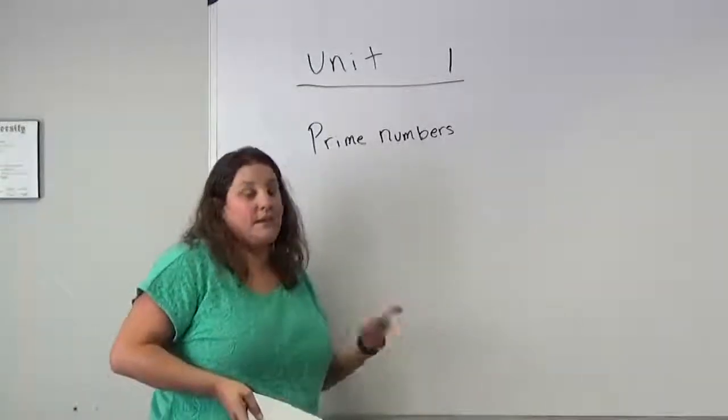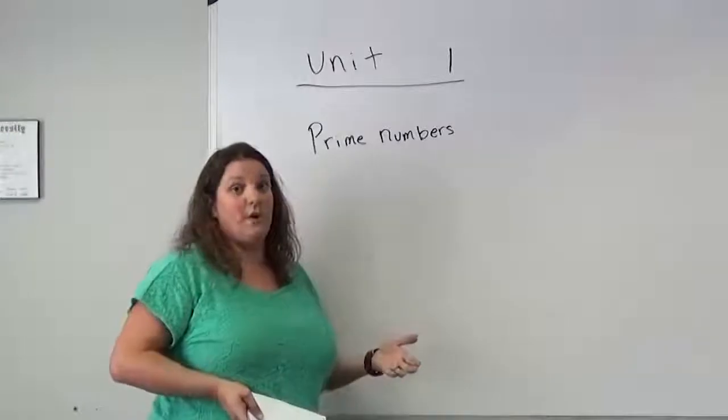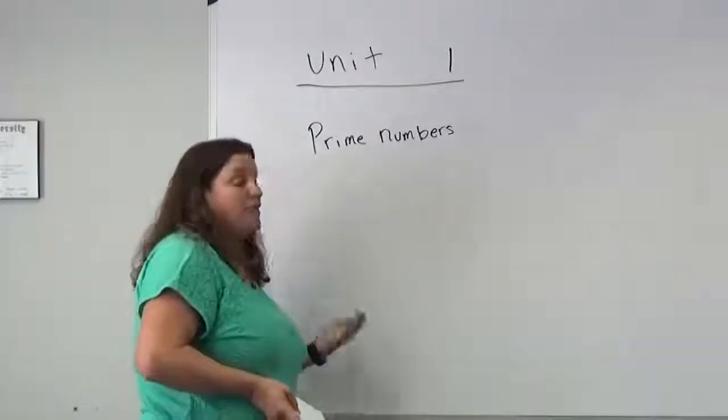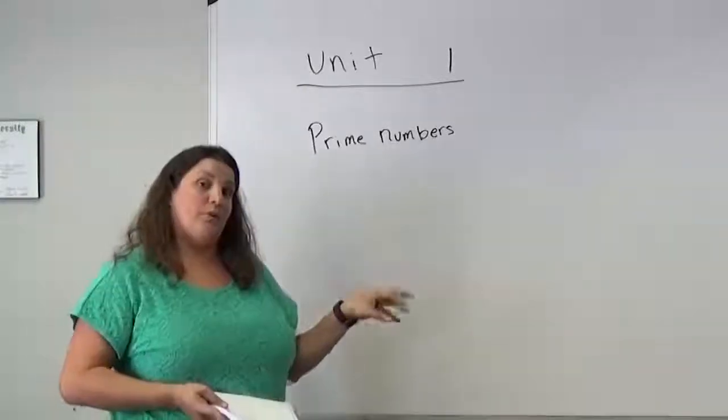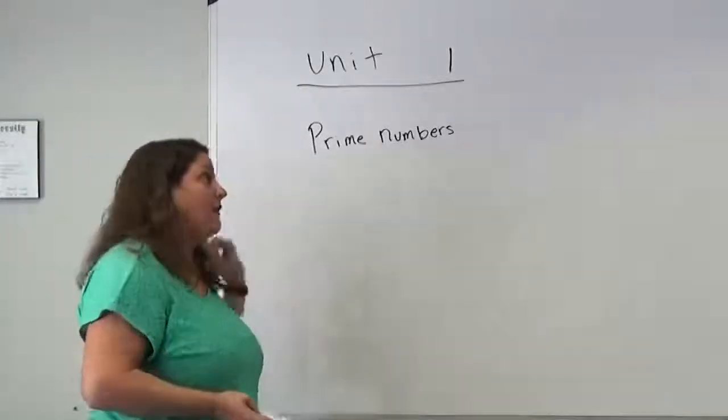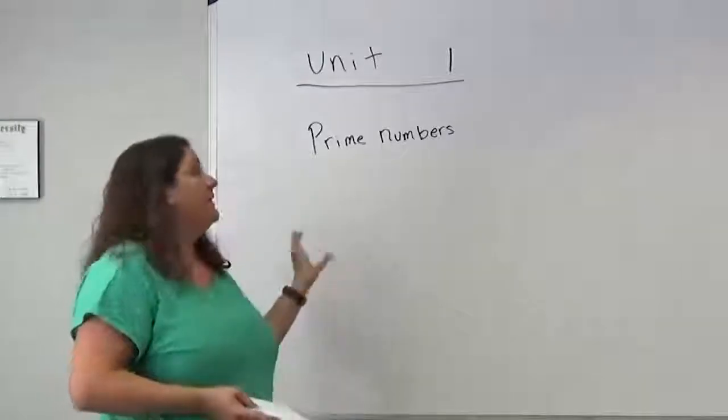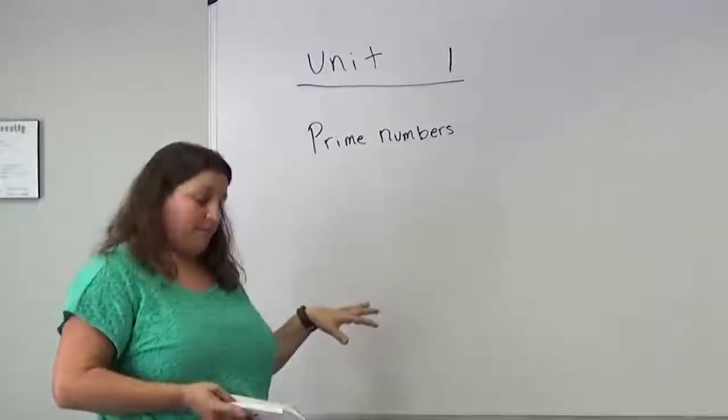So like 5 can't be divided by anything but 5 and 1. 10 can be divided by 2, so it is not a prime number. Something that's not a prime number is called a composite number. So every number on the planet is either a prime number or a composite number.